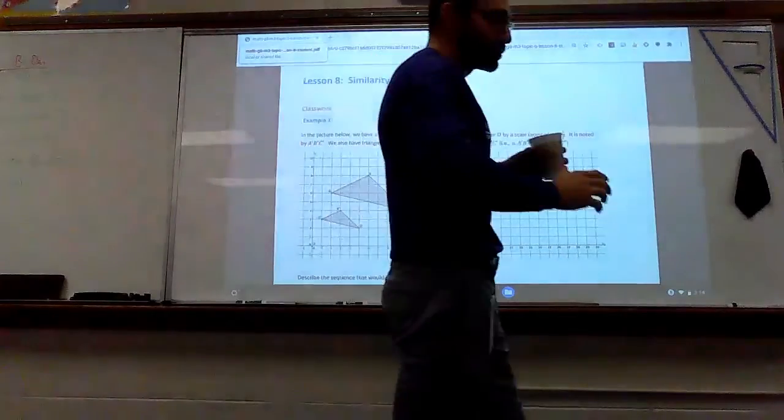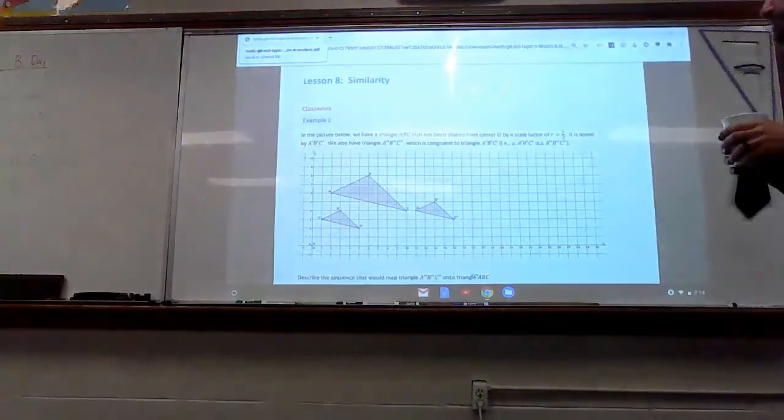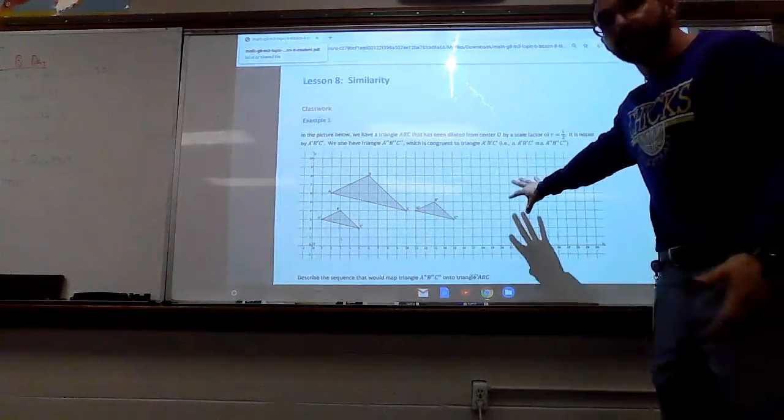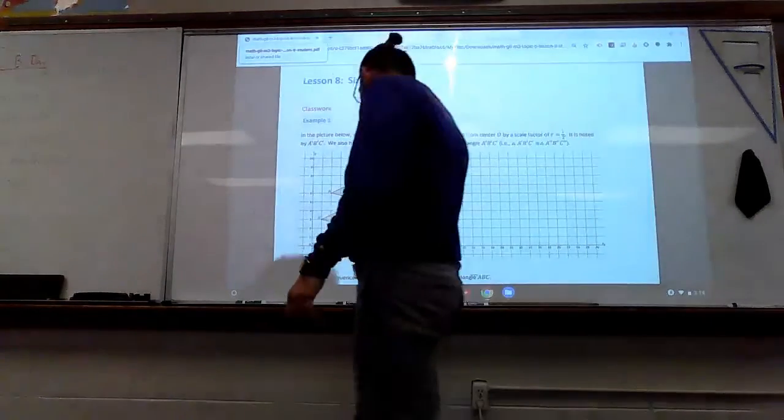So if things worked out like we planned, you probably just took a quiz on lessons 1, 4, 5, 6, and 7, except not 7. We didn't do 7. So 1, 4, 5, and 6. And we just finished off with that coordinate plane. So here we are again in our coordinate plane.